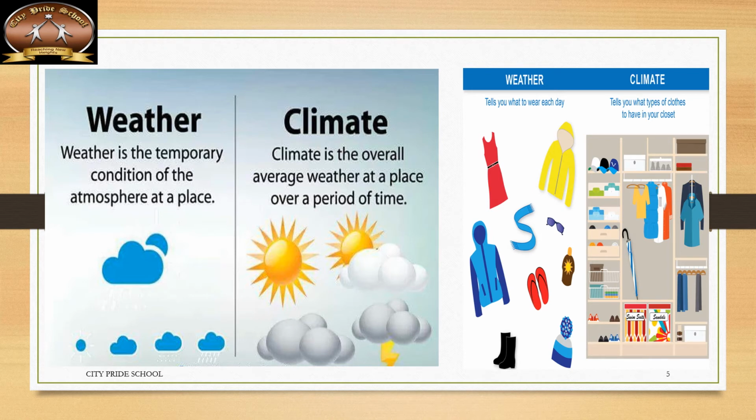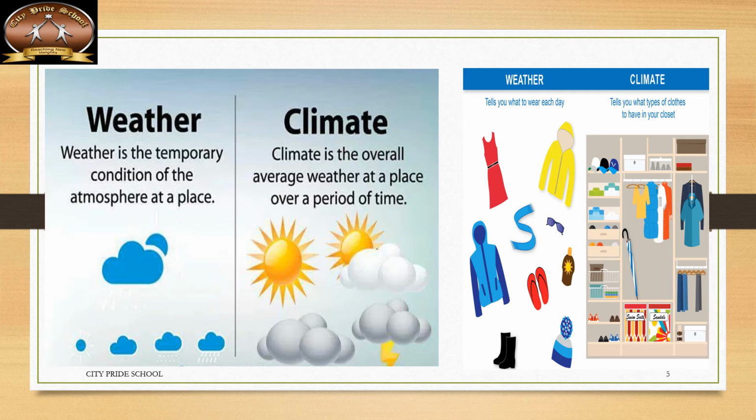Weather and climate. Weather is a temporary condition of the atmosphere at a place. And climate is the overall average weather at a place over a period of time. Just let me make it easier for you all. Sometimes we say today's climate is so hot, or we say today's weather is so cold. We use weather and climate interchangeably, but actually weather and climate are two different factors.